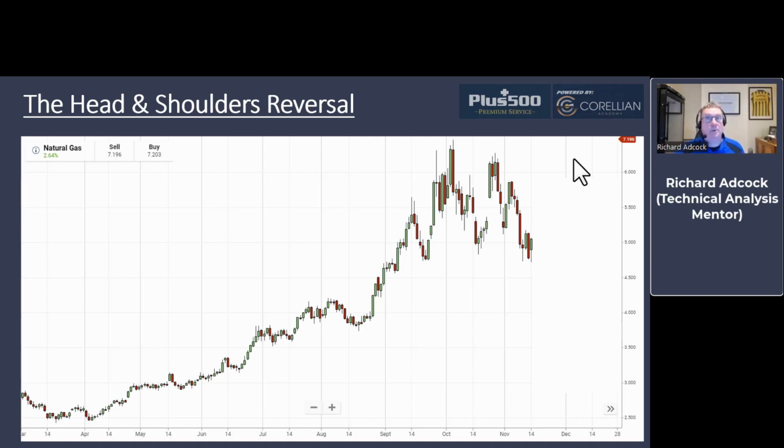However, when we look at this in terms of a head and shoulders top, there are three distinct peaks within price action. We have the left-hand shoulder, which is the first peak, the head, which is the middle peak, and that is the highest trade of the pattern.